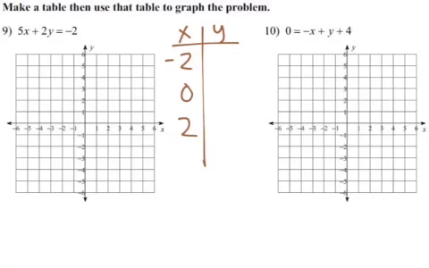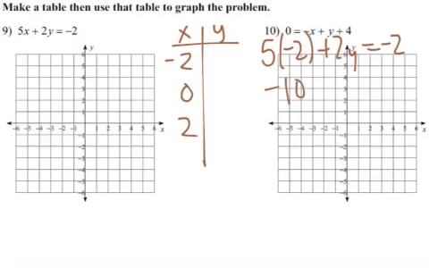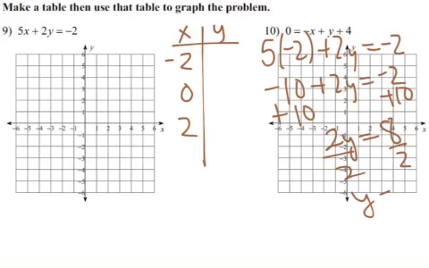Okay? So watch. 5 times negative 2 plus 2y equals negative 2. It's all about making it easier for ourselves. 5 times negative 2 is negative 10. Negative 10, we add it to get it to the other side. Negative 2 plus 10 is positive 8. Divide by 2, and y equals 4. That one was pretty nice, wasn't it?